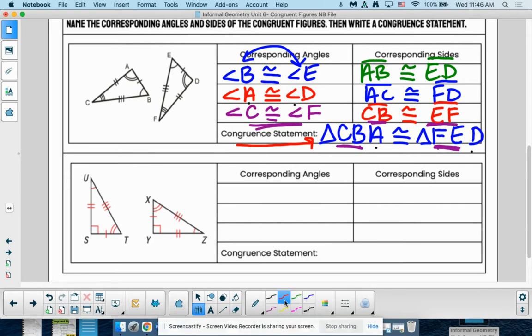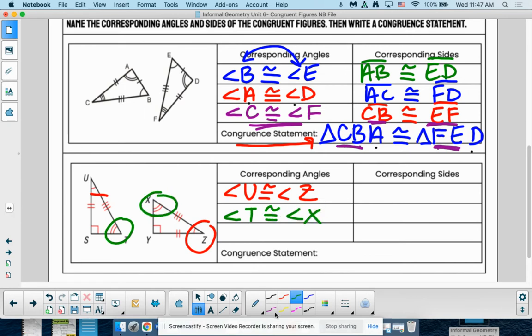If I start with U, which has one arc mark, it is congruent to what has one arc mark? Z. And I go to my next one. I have two arc marks on T. What has two arc marks on this one? X. Which must make angle S, which is a right angle, congruent to my other right angle, which is Y.